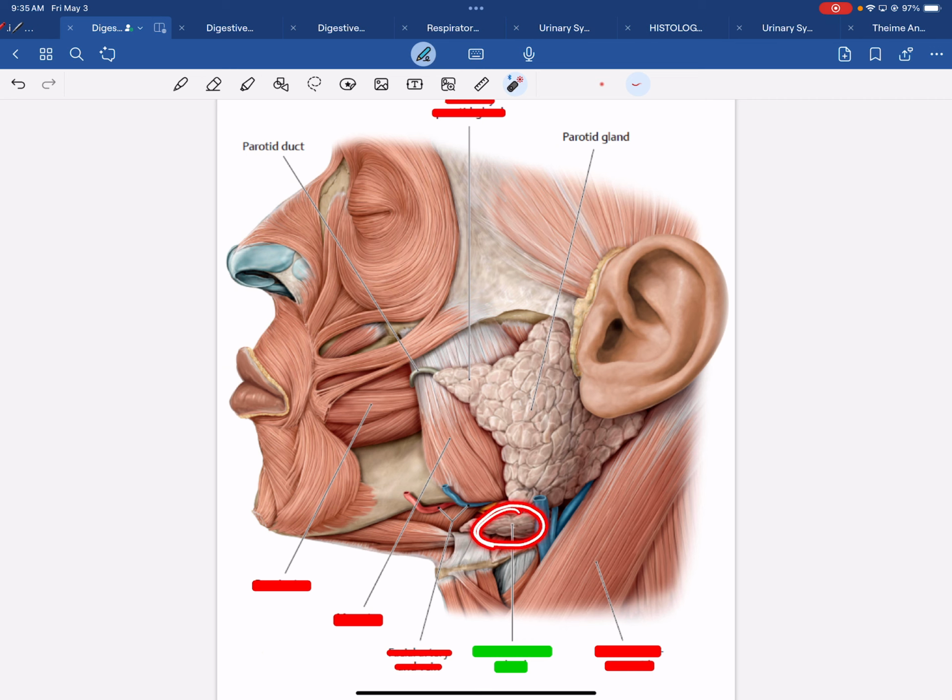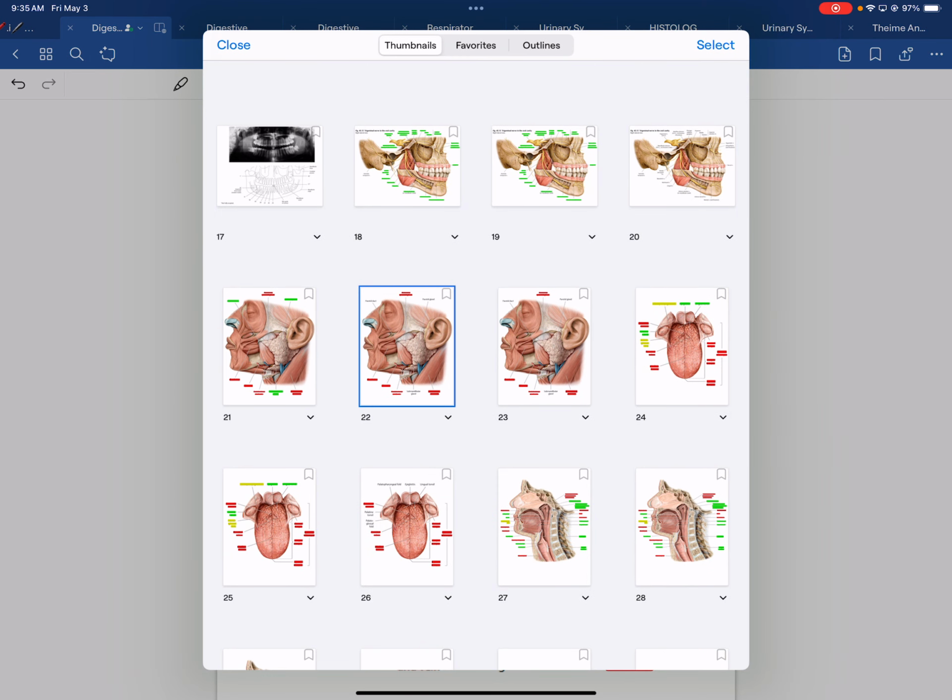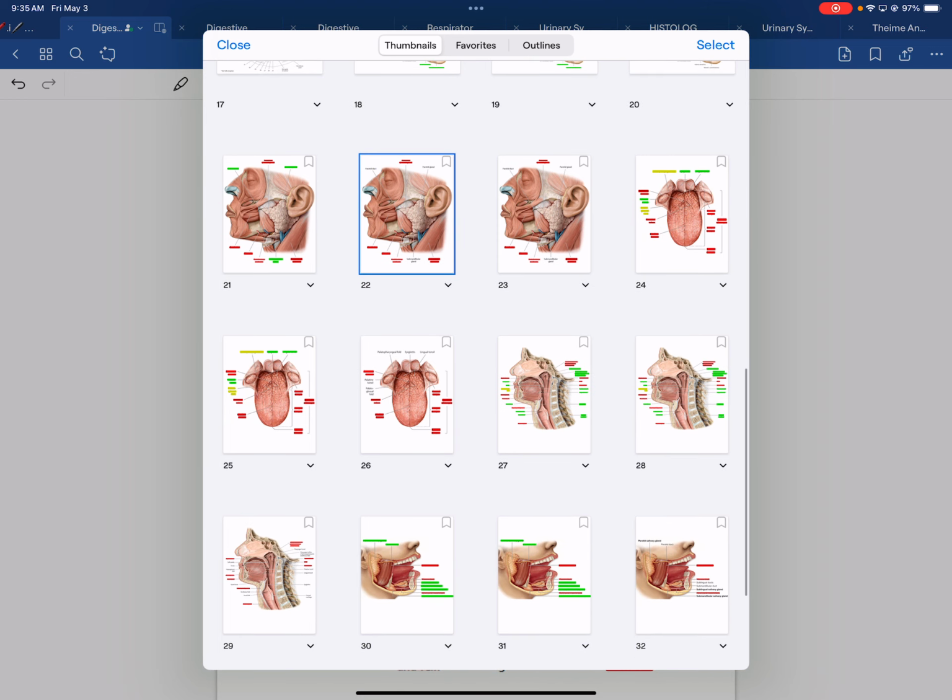Which gland is this? Good, submandibular gland. Yeah, here's the mandible here, so it's under the mandible, so it's called the submandibular gland. What's the ratio of serous to mucus acini? It's about 50-50, exactly. Good.